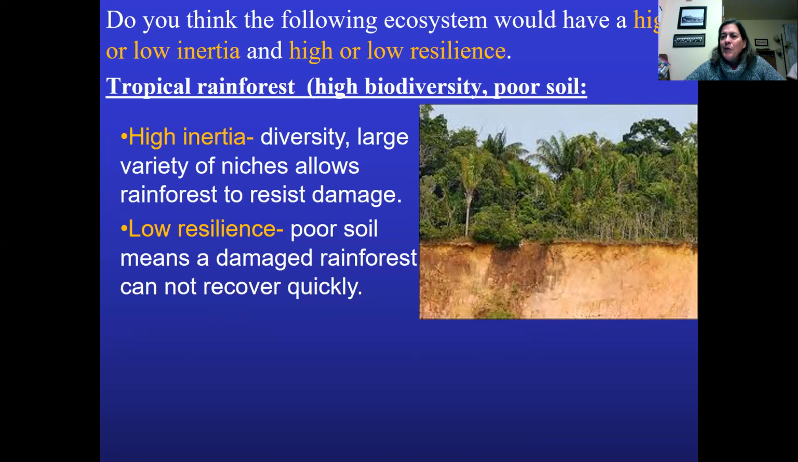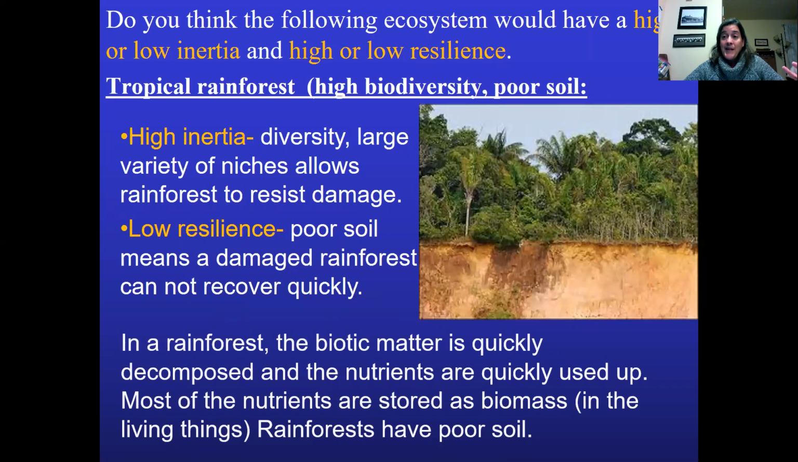However, they're going to have low resilience, and that's because they have really poor soils. It turns out all of the nutrients are in the biomass. So if you cut down or burn down a rainforest, all those nutrients that were stored in the biomass are lost, and it's going to have a really hard time coming back. They're worried that with all of the burning down of the rainforests that's going on right now, those rainforests may never come back.